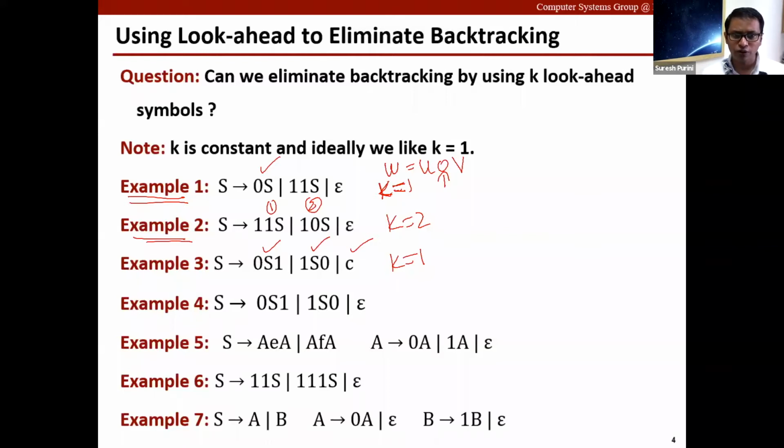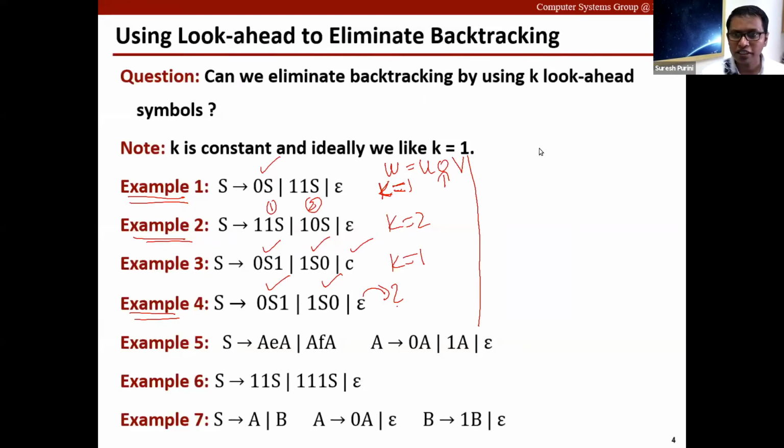Example 4, which looks very simple, is a bit tricky. Is it possible for us to come up with a backtrack-free parser, for example, for this grammar? This is the grammar on which we are looking right now. The problem here is if the next input symbol is 0, we would like to use the substitution rule 1. If the next input symbol is 1, we would like to use the substitution rule 2. Then when would you use the substitution rule epsilon? This is a tricky question. When do you use this substitution rule?